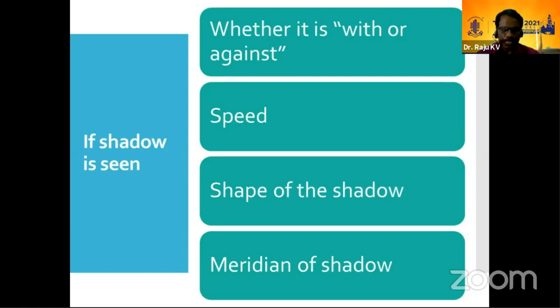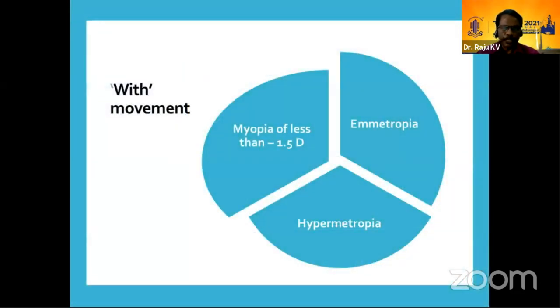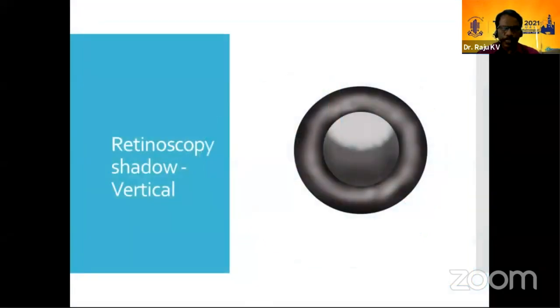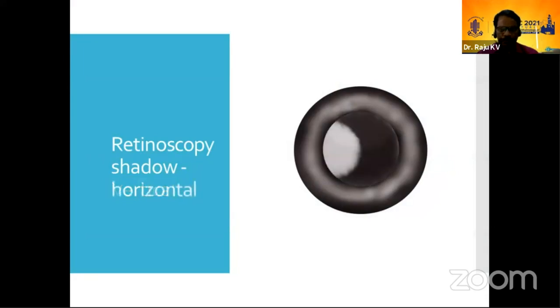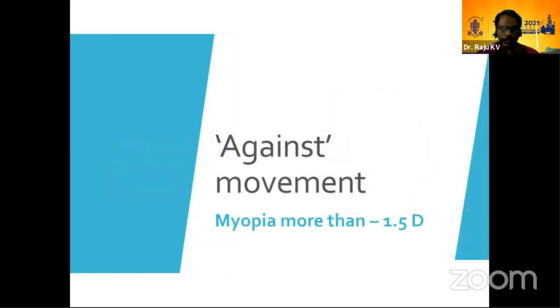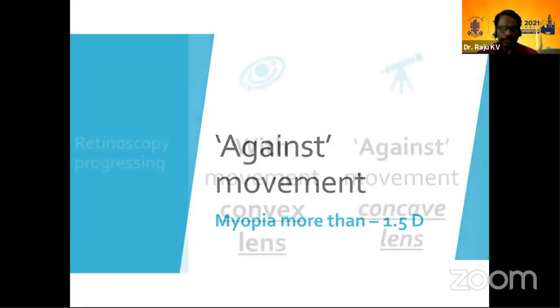Speed of the shadow and meridian of the shadow also have to be observed. And we'll get a with movement in myopia less than 1.5, minus 1.5 diopter, emmetropia and hypermetropia. And this is a movement where the shadow is moving in the pupillary area in a vertical direction. And this is how a shadow is moving in the horizontal direction. And against movement you get in myopia greater than 1.5 diopter.